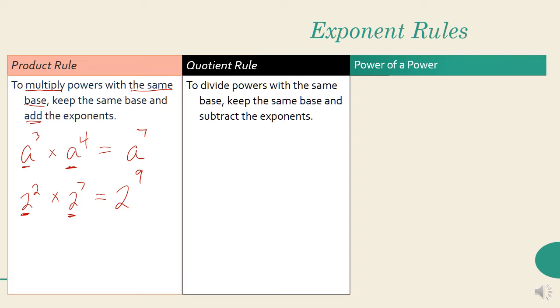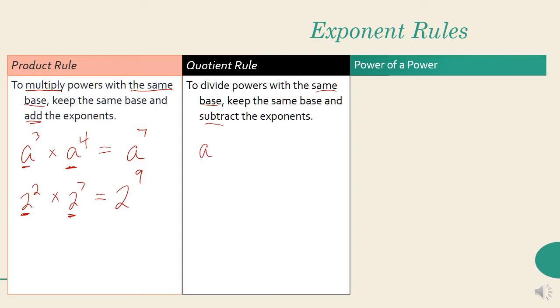The next rule is the quotient rule. Quotient is just a fancy math word for divide. So to divide powers, again with the same base, keep the same base, and subtract the exponents. A couple of quick fire examples here.